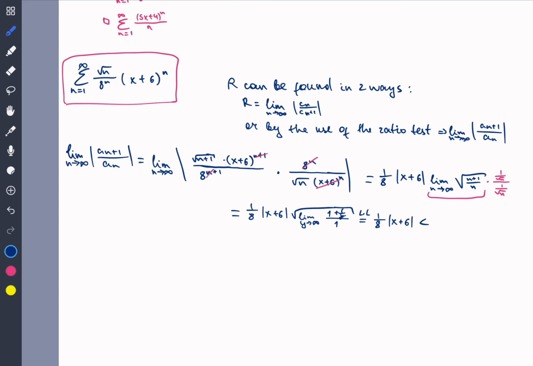And we have that it's less than 1 because we are doing the ratio test, remember? And we just have to multiply both sides by 8. We get absolute value of x plus 6 less than 8. This implies that our radius of convergence is just 8.